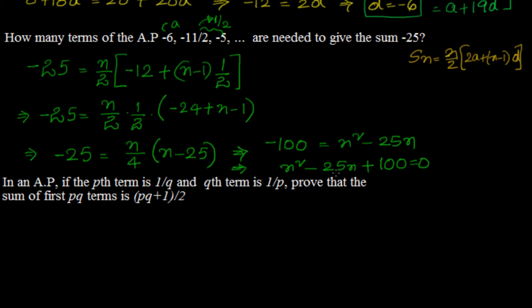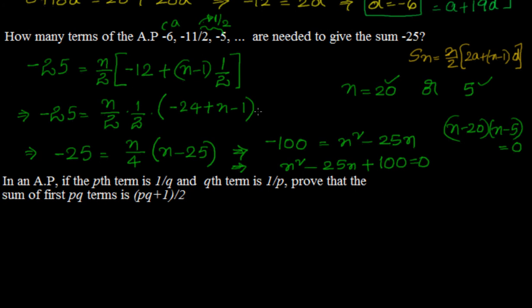Now if you find out the factors by splitting the middle terms, you will see that this can be written as n minus 20 into n minus 5 equal to 0. So n can be equal to 20 or also equal to 5. So if you want to get a sum of minus 25, you can go for 5 terms or you can go for 20 terms. Both of them will give you sum of minus 25. Let's move to the next one. Here you go.